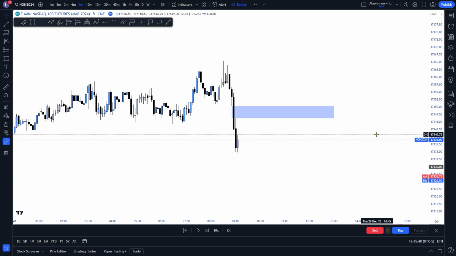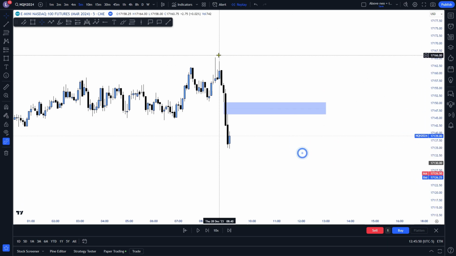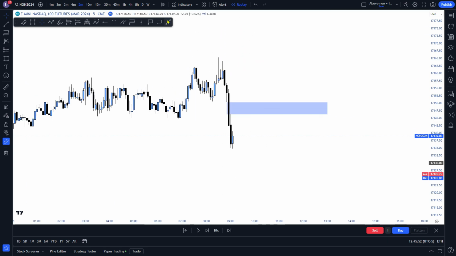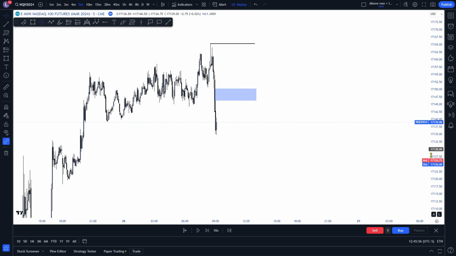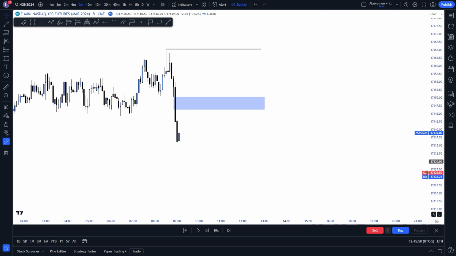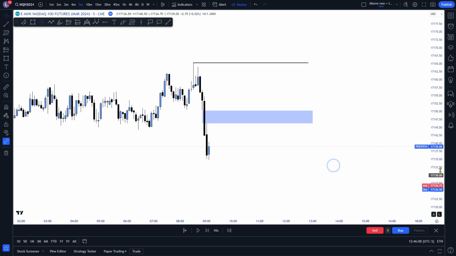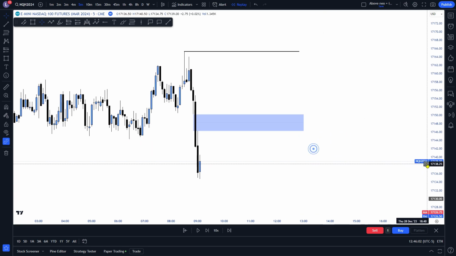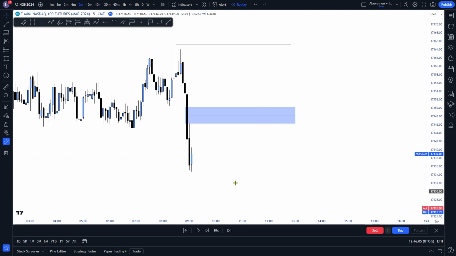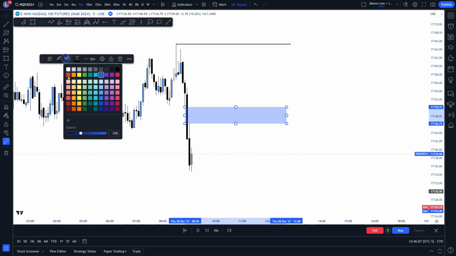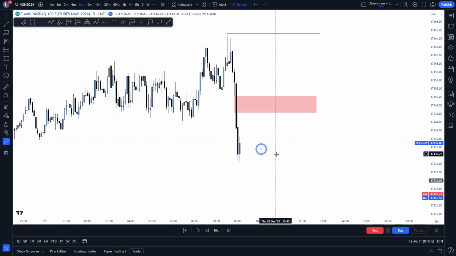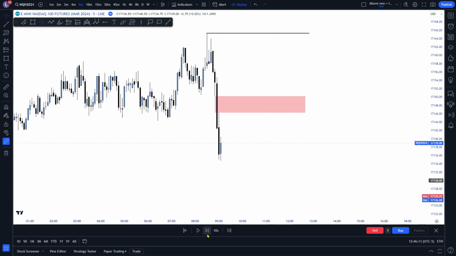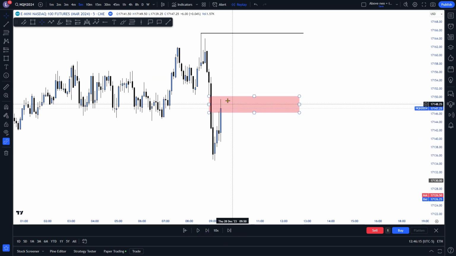Now, we don't have any draw on liquidity necessarily. So we have a swing high up here. We have a swing low down here, but we don't really have a strong draw of liquidity. So what we can do is use fair value gaps to give us a good idea of where price action might want to go. So we know that this is a bearish fair value gap, yes? So when we are using bearish fair value gaps, if you want to see price go lower, you want to see price come into that fair value gap like this and respect that fair value gap.